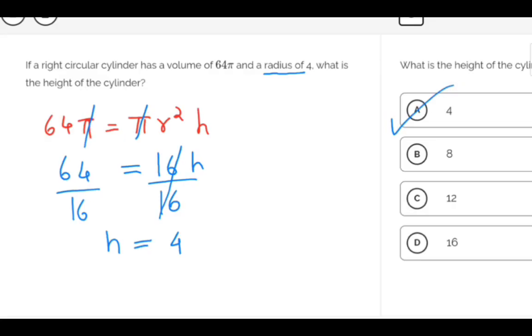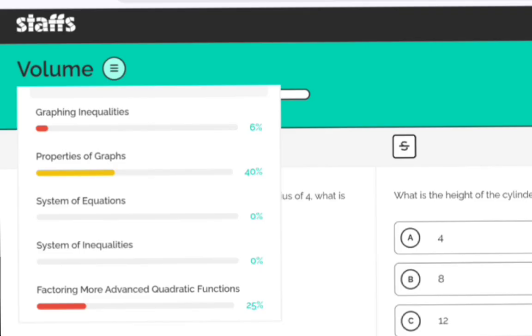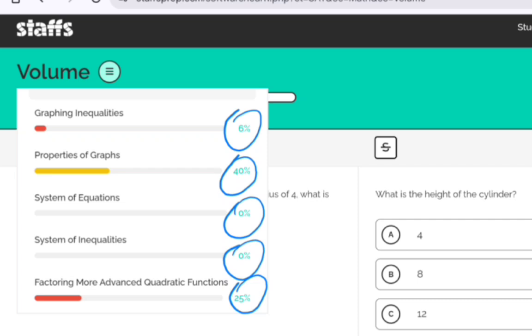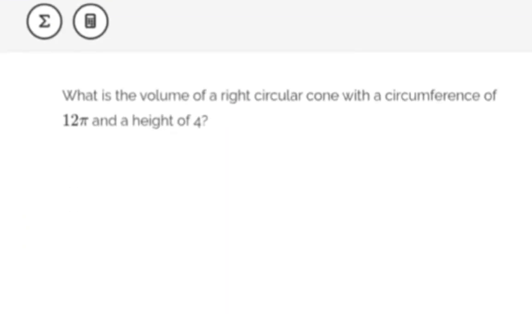So you saw how easily you could solve so many questions. Here they have also mentioned how much of each topic is finished, which gives you an idea of exactly where you are standing in each topic. Now coming back, what is the volume of a right circular cone with a circumference of 12 pi?